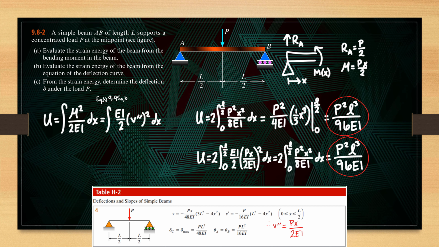Now part C. From the strain energy, determine the deflection delta under the load P. So one way you can go about this is intuitively. If you recall, a long time ago we had that U equals 1/2 delta P, and then we can solve for delta, or if you were paying close attention when you were reading from the book, you would have solved this equation. They are exactly the same, it's just how you write it down. So if I have delta equals 2U over P, I can just plug in this U that I have, divide it by my P, and this is my answer.